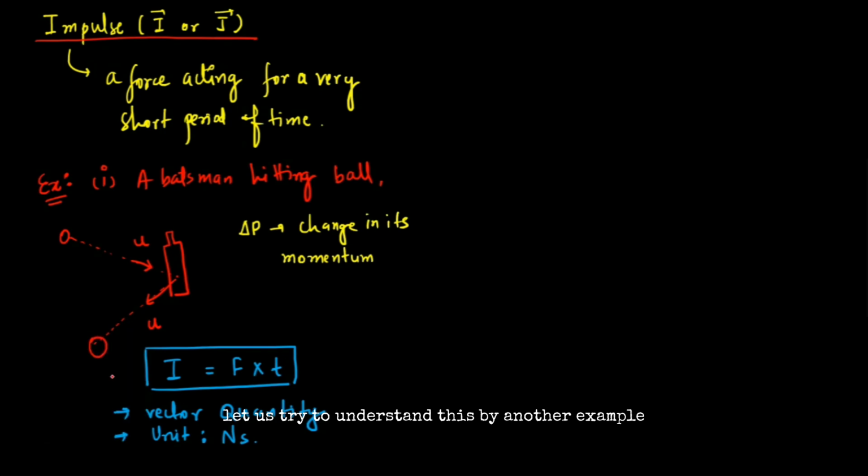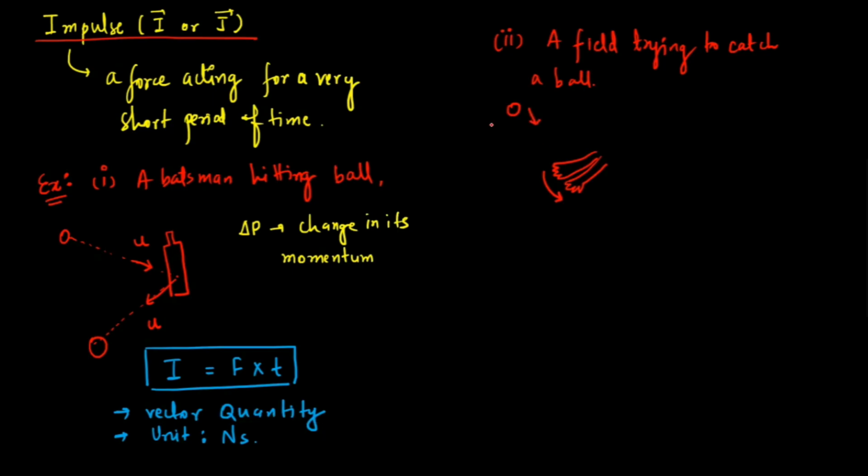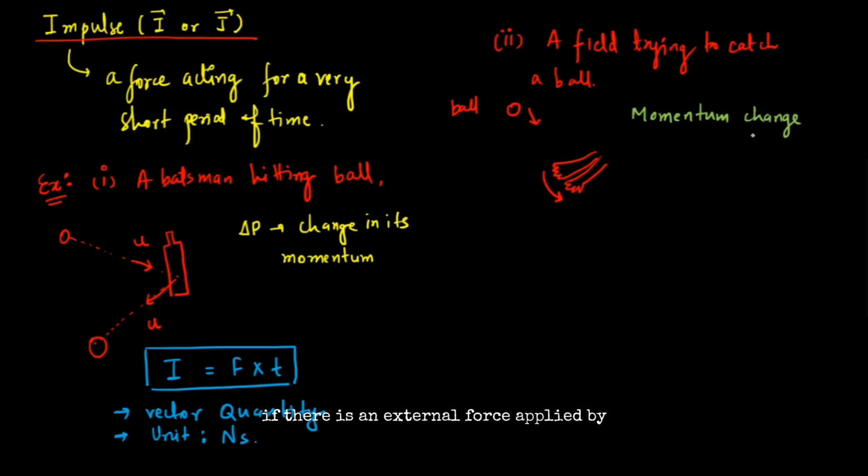Let us try to understand this with another example: a fielder trying to catch a ball. Whenever a fielder tries to catch a ball, what does he exactly do? He takes his hand a little backward once the ball is approaching. Why does he do that? Because he has to change the momentum of the ball completely, and that momentum change is only done if there is an external force applied by the person.